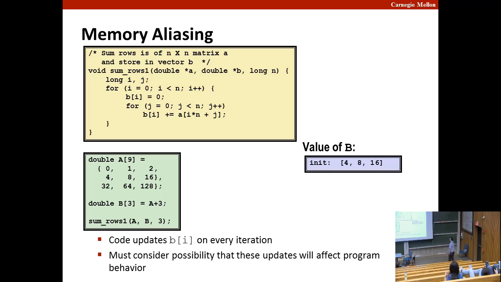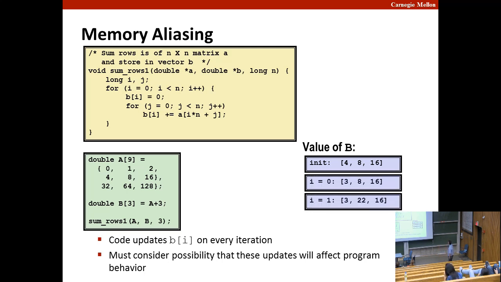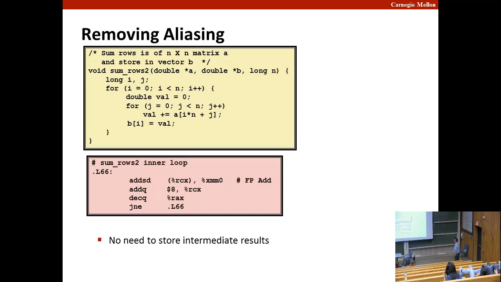Initial value of B, let's say it's 4, 8, and 16. Iteration 0: 3, 8, and 16. Iteration 1: 3, 22, and 16. Iteration 2: 3, 22, and 224. So the compiler has to consider the possibility these updates will affect the program behavior.